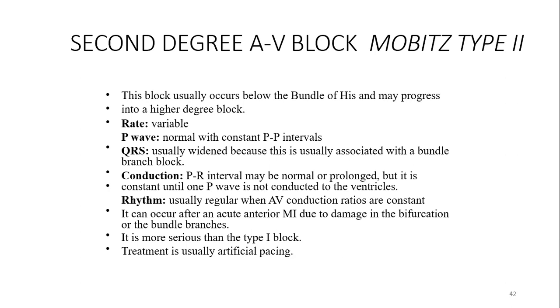So that's the difference. The rhythm is usually regular when AV conduction ratios are constant. It can occur after acute MI or due to damage in the bifurcation or the bundle branches. It is more serious than the type 1 block, and treatment is with a pacemaker.